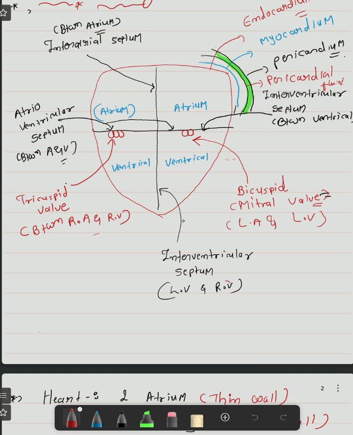On the right side of the heart, between the atrium and the ventricle, we have the tricuspid valve. Between the left atrium and the left ventricle, we have the bicuspid valve.